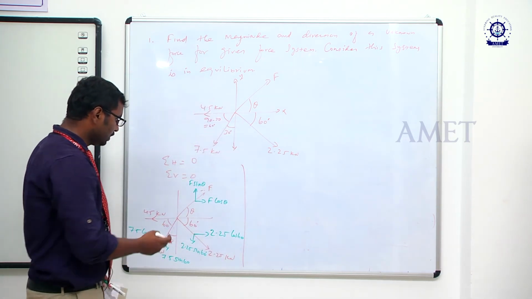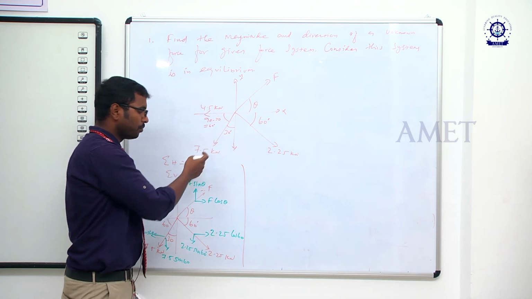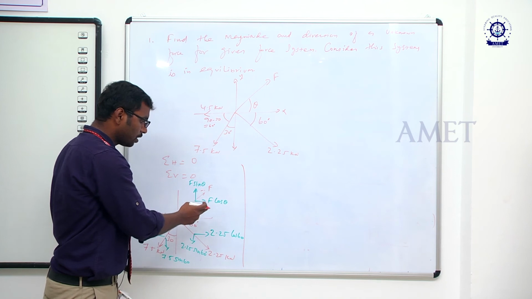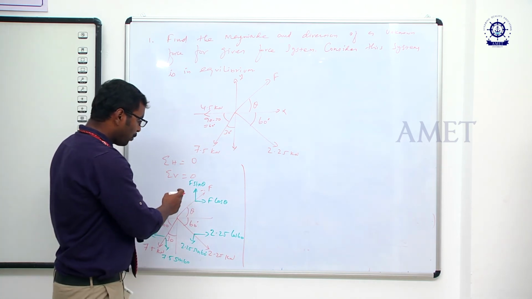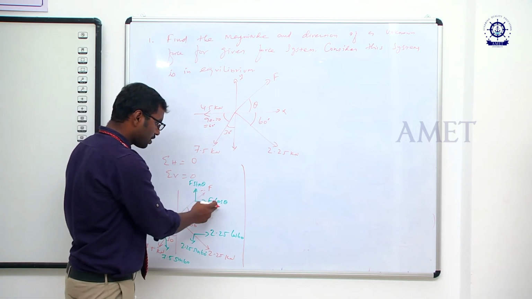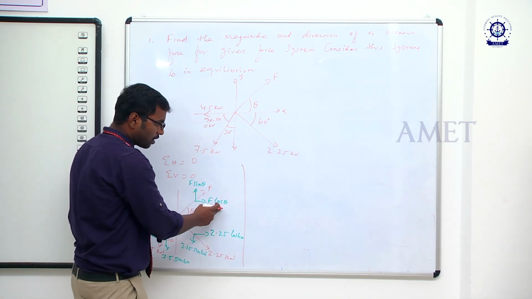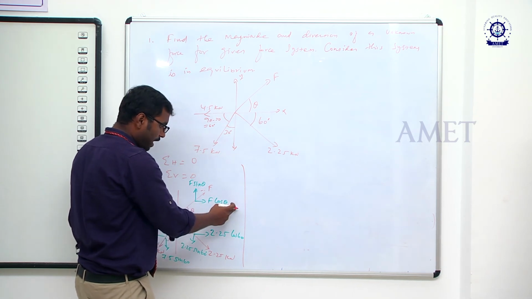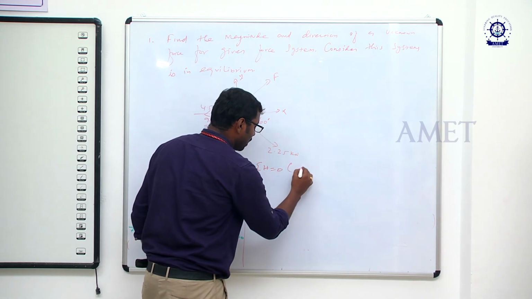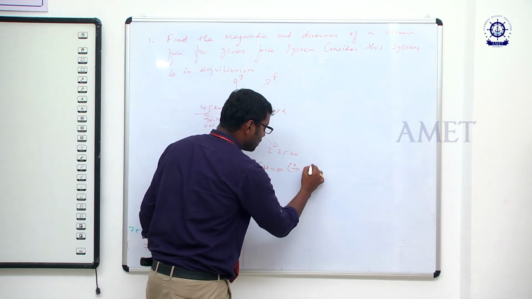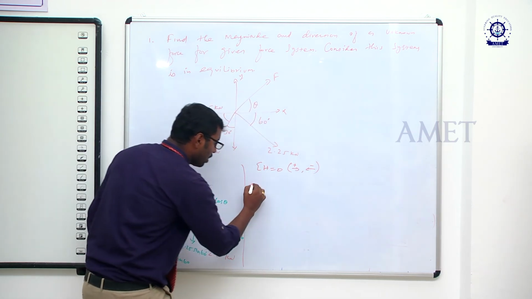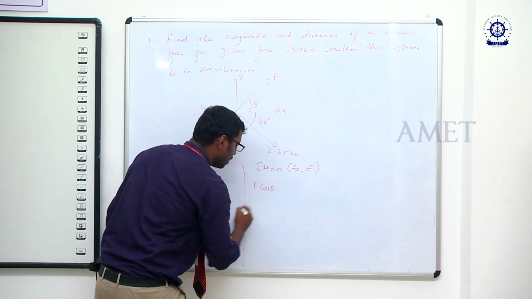Okay. Having said that, the system is in equilibrium. So the summation of all horizontal components is equal to 0. I am going to add all these horizontal components. For the first force, F cos theta is acting towards the right side. I am going to give right side as positive and left side as negative. So the first one, acting towards the right side, is plus F cos theta.